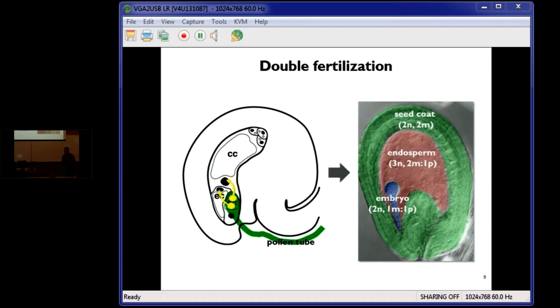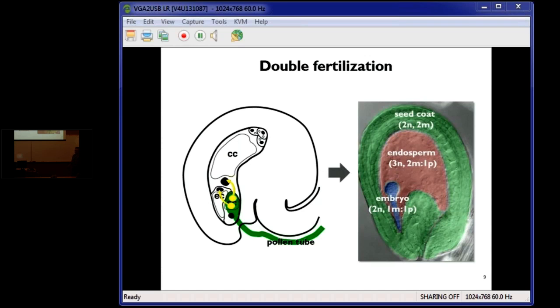endosperm. Now, I'm showing this again because I want you to appreciate the complexity of not only early seed development, but what is going to ensue in the following developmental processes, during which the seed will develop, the embryo within the seed will develop, and the endosperm will develop in order to support embryogenesis and subsequent developmental processes.